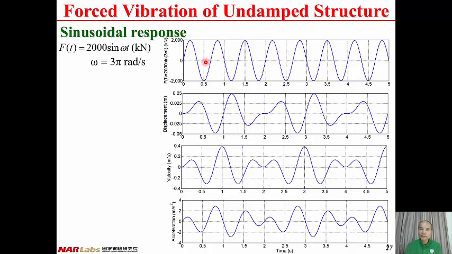And here's the excitation, that's the external force, with frequency 3 pi radian per second.